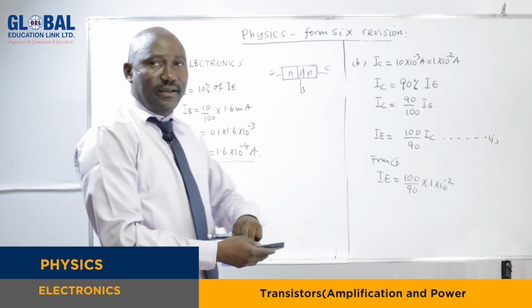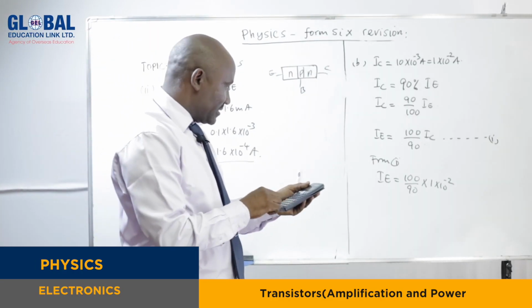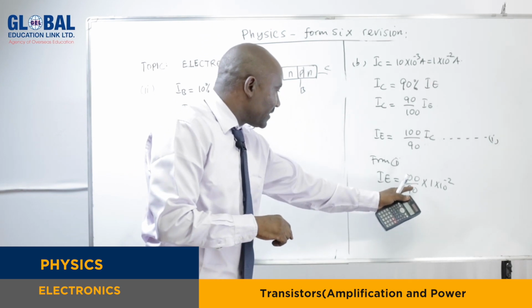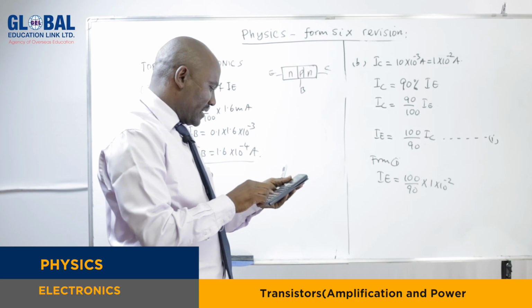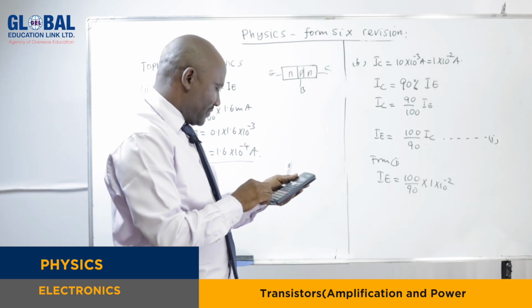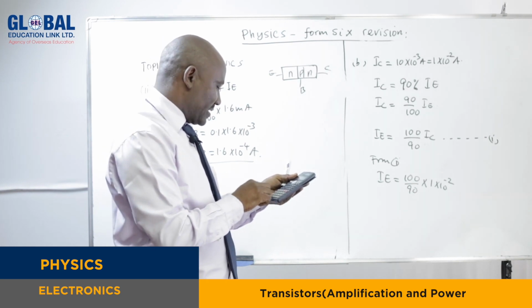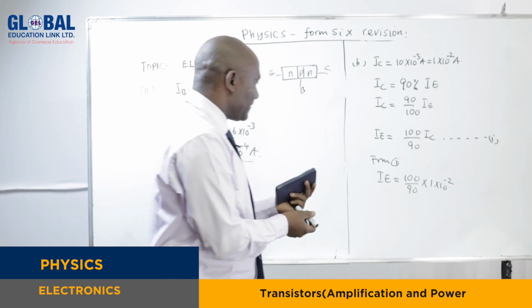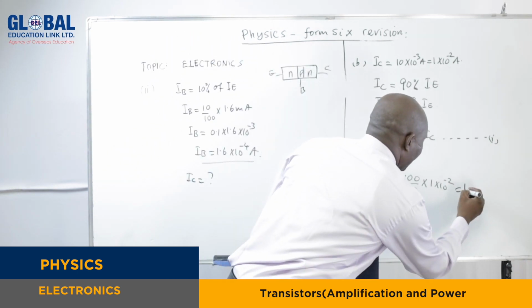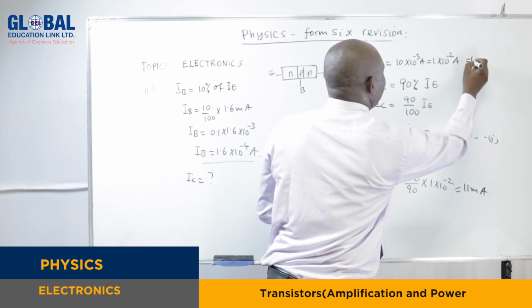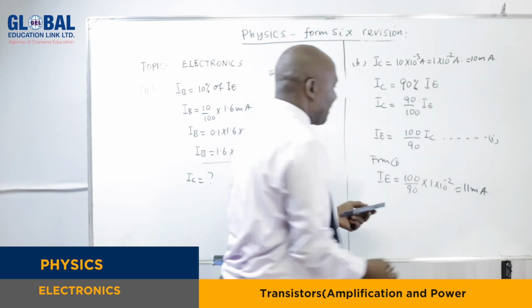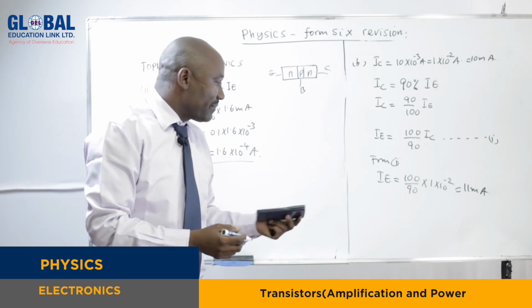So using a calculator, 100 over 90 is 10 over 9, 10 divided by 9 times 10 is giving us 11. This is giving us 11 milliampere. Of course, you base this as 10 milliampere. So it's 11 milliampere. That's IE.